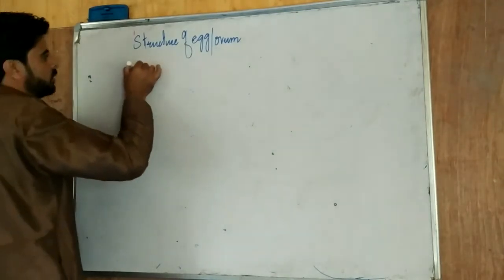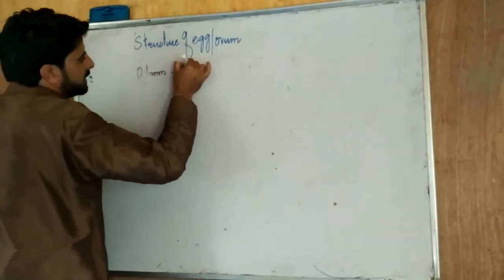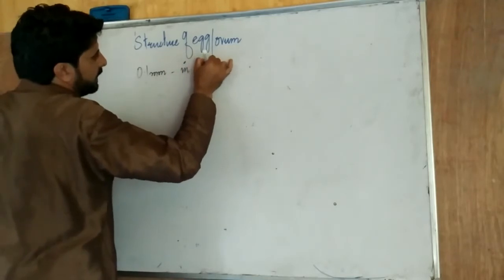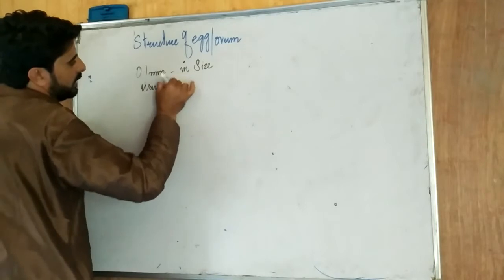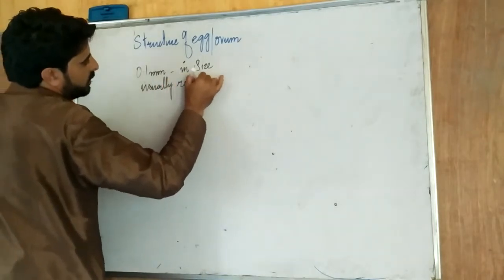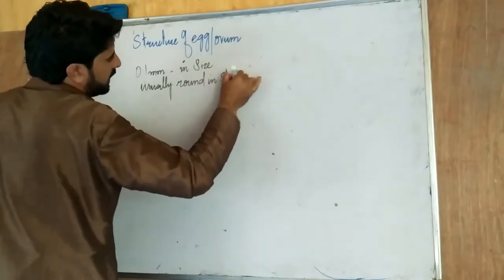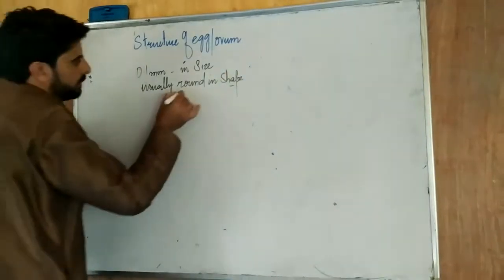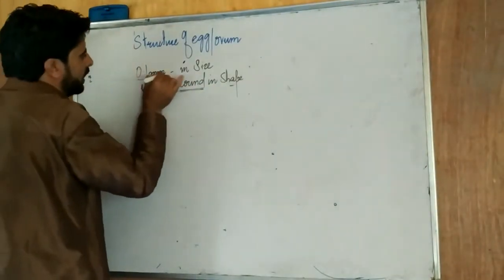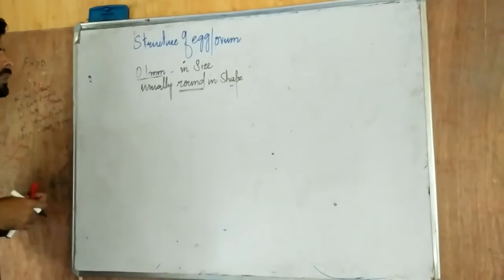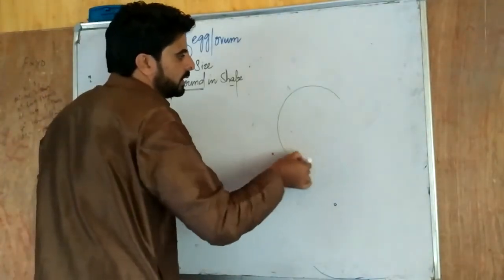The egg is about 0.1 millimeter in size and usually round in shape. So the shape of the egg is round, and its size is very small, 0.1 millimeter. Now taking the detailed structure of the egg, you find the egg consists of a membrane.